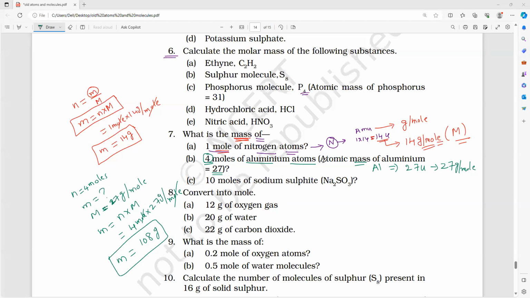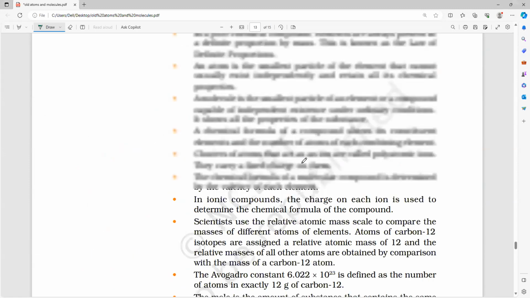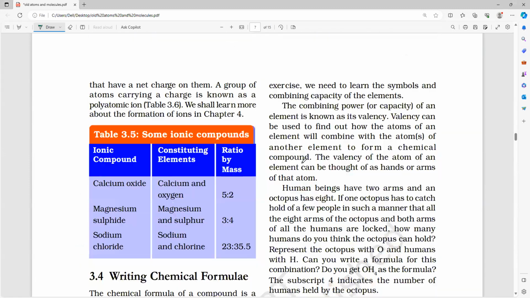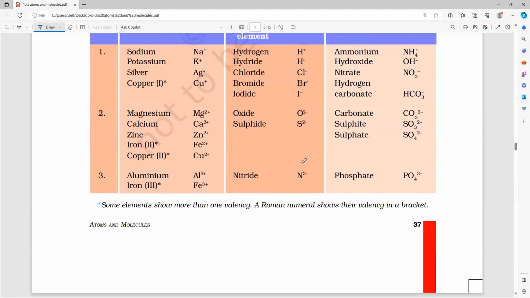Completed. Next question, see guys. 10 moles of sodium sulfate. You don't even see the formula. Here they are giving the formula, so you can do it. But in the exam, they won't give the formula. Sodium you know, and sulfate you know. So go to the tabular column. You all have the book, correct? That's why I said, learn the tabular column. Otherwise it is impossible.